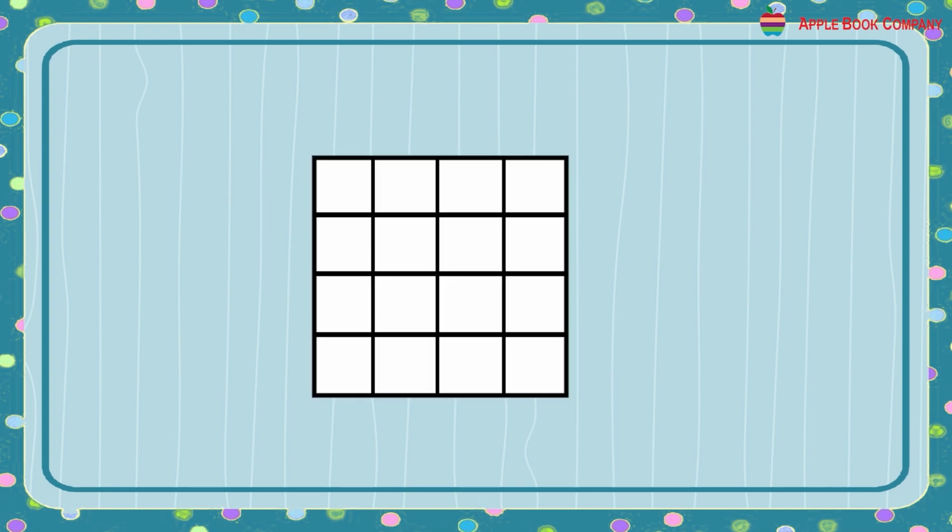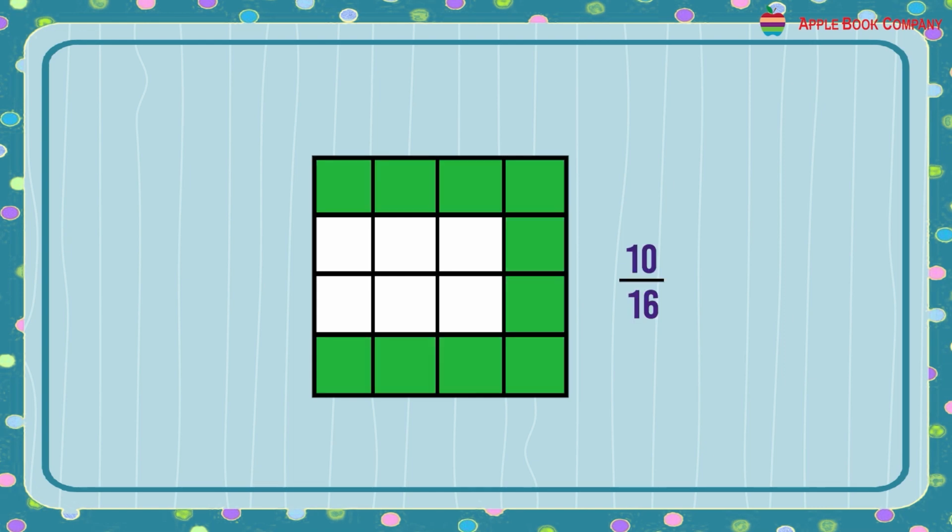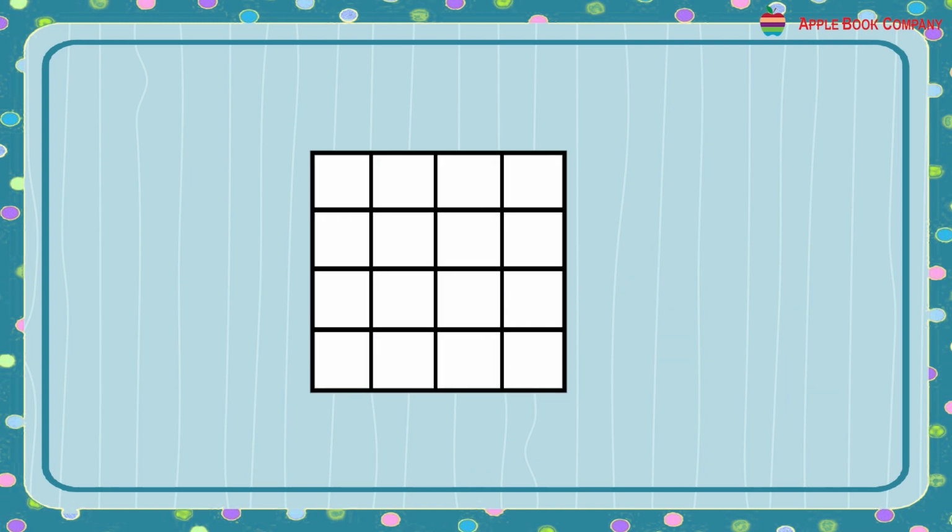Now let's go to the fifth picture. If you have made 16 portions in the box, you will see the number of shaded portions is 10. So 10 by 16 is the answer. 16 boxes that you have made in this last picture. The shaded part is 8. So the answer is 8 by 16.